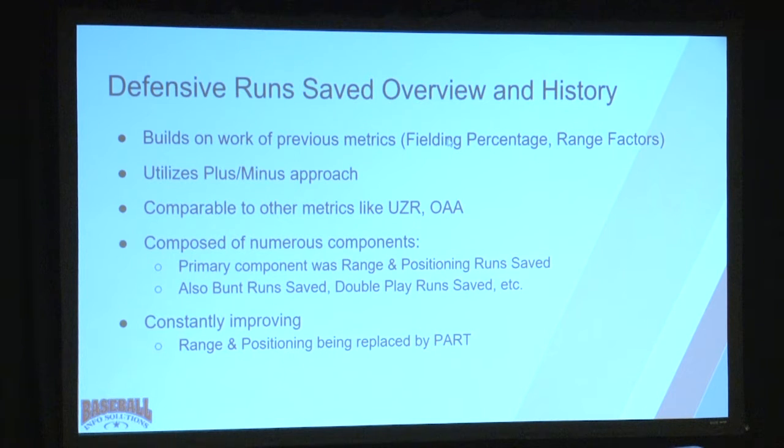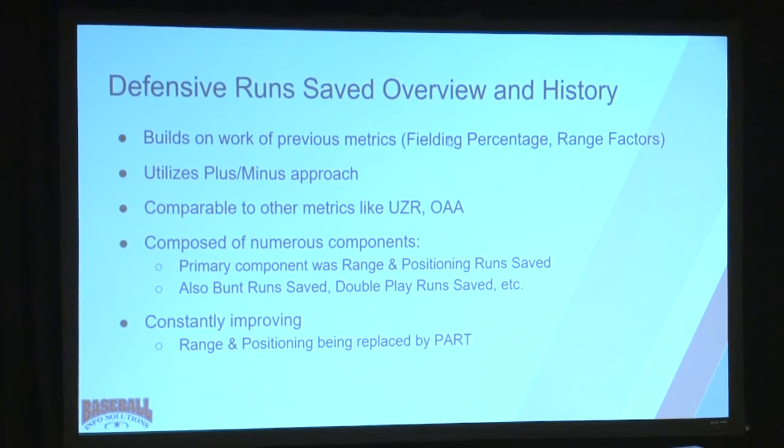Defensive Runs Saved is actually made up of several different components, about 9 or 10, depending on how you split things up. The main one was called the range and positioning runs saved component. That's the one that accounts for saying a ball was hit into play with this difficulty. Did you field it or not? Of course, there are several others, such as bunt runs saved, double play runs saved, strike zone runs saved, which is our catcher framing metric, things like that. But as I said, we're focusing on this main one, just to avoid some confusion.